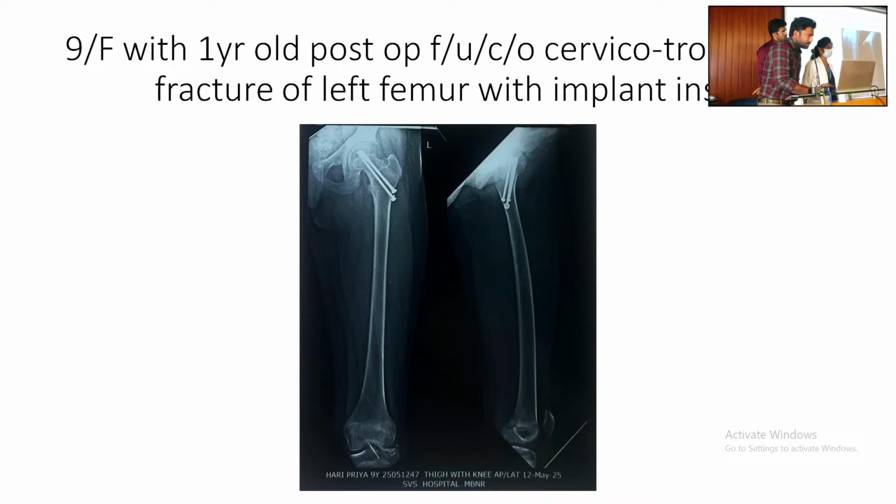We have to check whether the vascularity of the head is intact or not. If it is intact, then we can remove it.